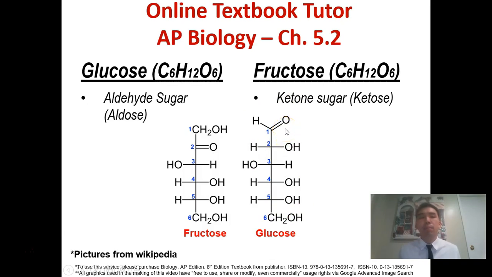Any single time a compound is called an aldose, I want you to think about, okay, well, its carbonyl group, its C double bond O, is located on the end, versus a ketone, it's located somewhere in the middle where there's two groups on the side.